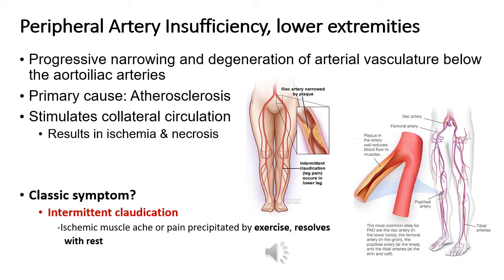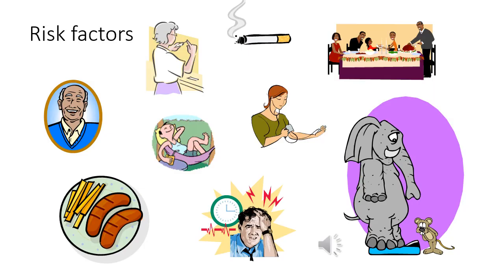Sometimes these clients feel that pain is worse at night when their legs are elevated, so they may sit up in a chair and want to keep the legs below the level of the heart. This is kind of a fun way to look at the risk factors for atherosclerosis and lower extremity peripheral insufficiency.